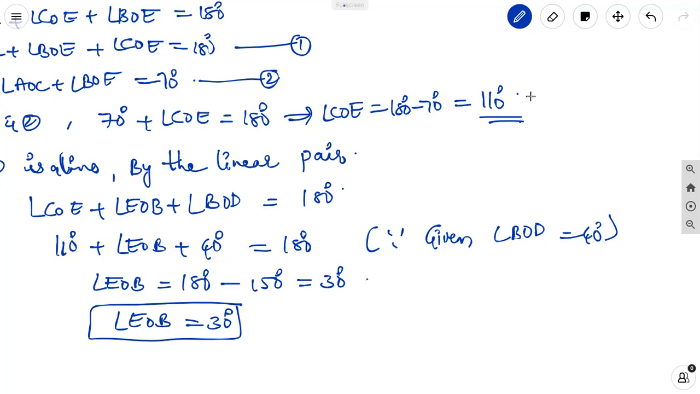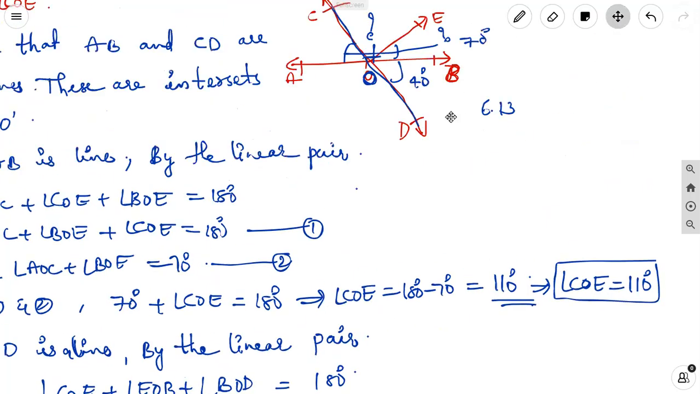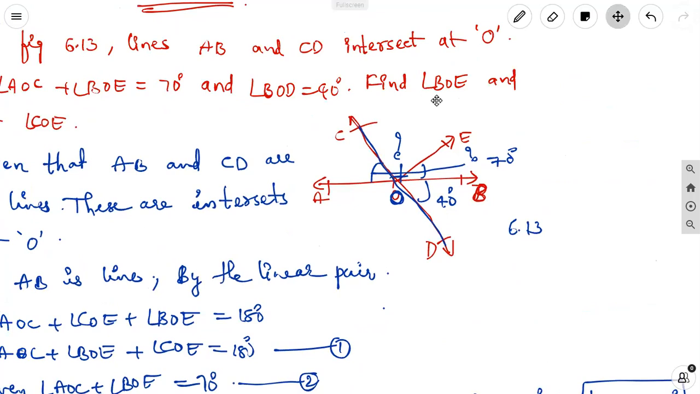Okay, what they are asking: angle COE equals how much? Angle EOB equals how much? You can check the question again: find angle BOE and angle COE. Angle COE is 110 degrees. Angle BOE is 30 degrees. Why? Because vertically opposite angles are equal, so from this it is 40 degrees.